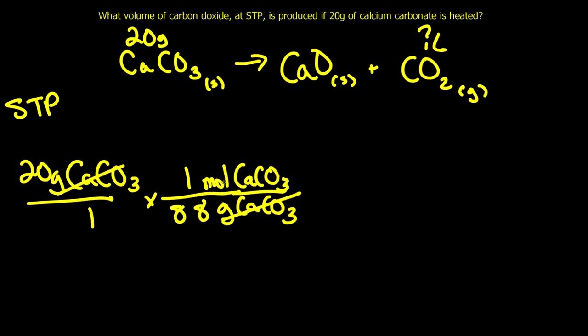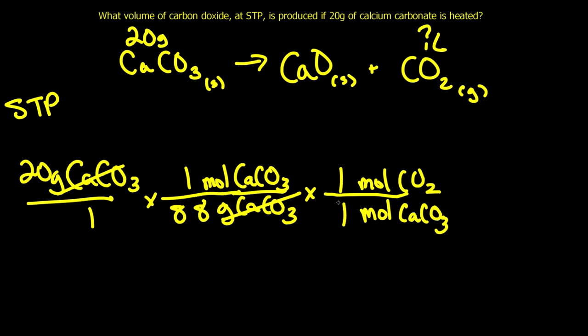Once I got moles of calcium carbonate, I need to change it to moles of carbon dioxide. So I'll set up my next proportion. Moles of calcium carbonate go on bottom. Moles carbon dioxide go on top. I need some values here. That's your balanced equation. So that again is a 1-to-1 ratio because there's 1 calcium carbonate for every 1 carbon dioxide. Moles of calcium carbonate will cancel out.